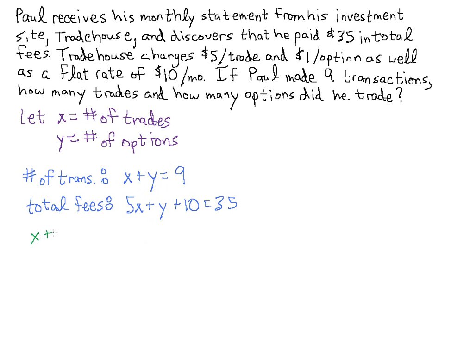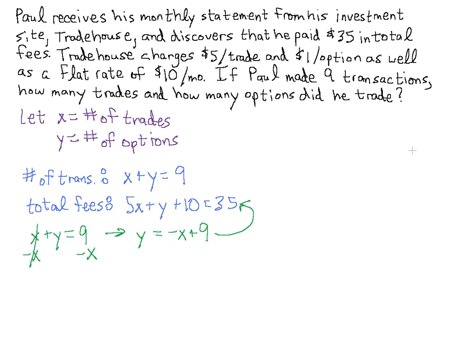So we have X plus Y equals 9. So let's go ahead and subtract X from both sides. Those 2 terms will cancel. So we have Y equals minus X plus 9. And what we can do is we can substitute that into the second equation. And we can solve for X and get a value for X.